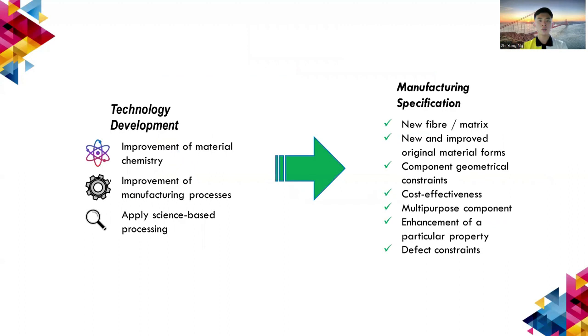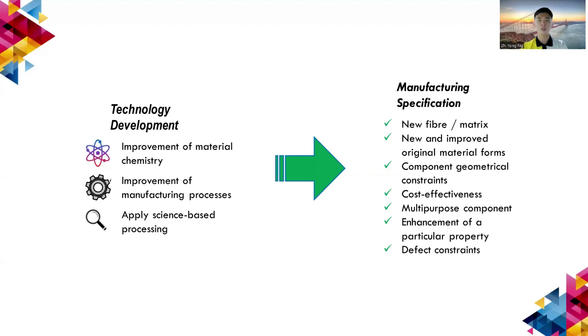As the technology advanced in the composite manufacturing industry, there has been improvement in materials chemistry and improvement of manufacturing processes, or the introduction of new manufacturing processes. And then science-based processing has been applied to composite manufacturing. This technology advancement has improved the competitiveness of composite products compared to their metal counterparts in terms of their properties.